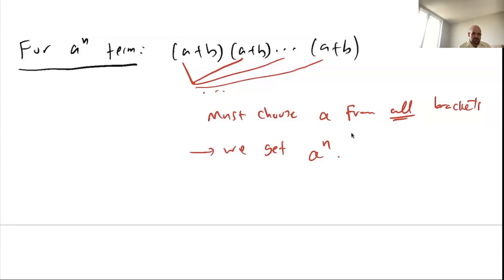So how many ways are there to do that? So how many ways do I have? See, I have n brackets, and I want to choose n of these brackets so that I choose a from them. So there is C(n, n), so one way to do so.